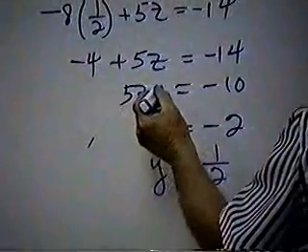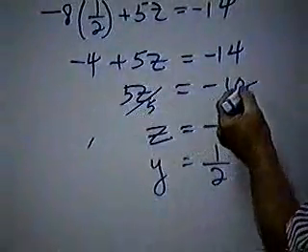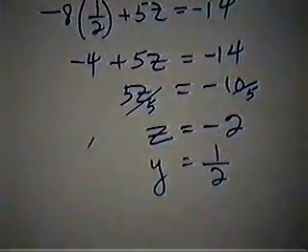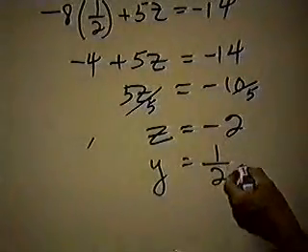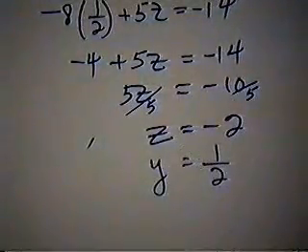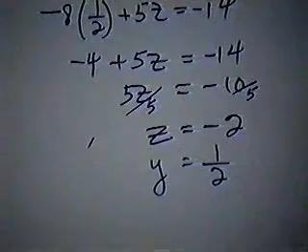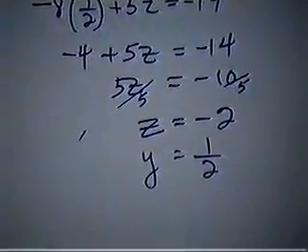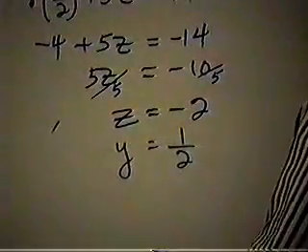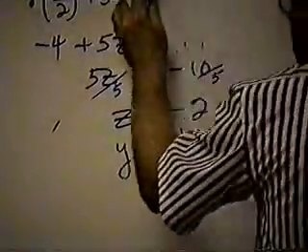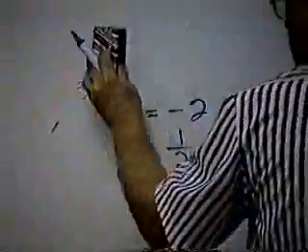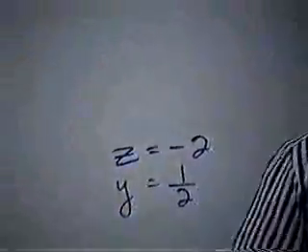The way we get that is we divide both sides by 5. So now we have two letters. We have z is equal to minus 2 and y is equal to 1/2. Now what we do is go back to one of the original equations.